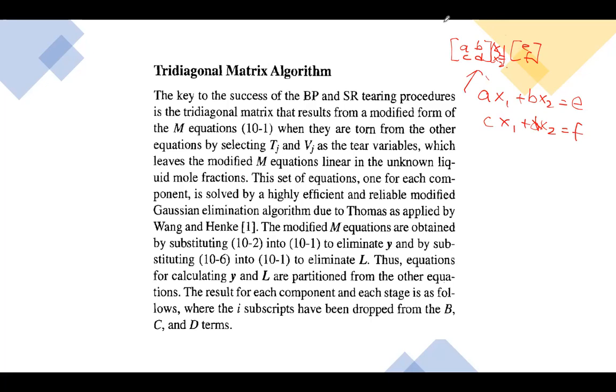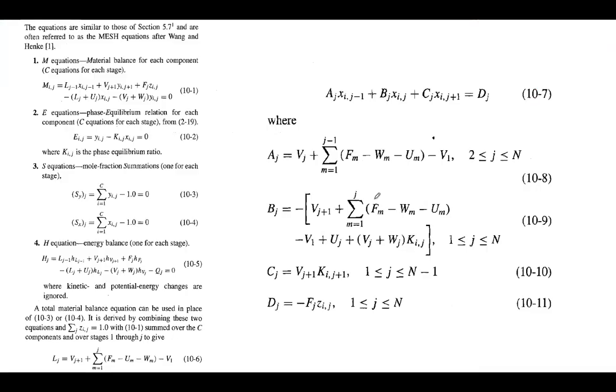So then they make... this is just one of few methods that are available in the books, also in the literature. They use a tridiagonal matrix algorithm where they want to make a set of equations. So here, from the MESH equations, M, E, S, and H, they arrange them into a tridiagonal matrix A, B, C, D.